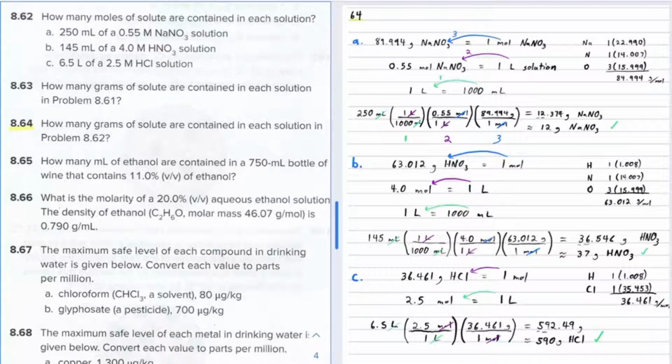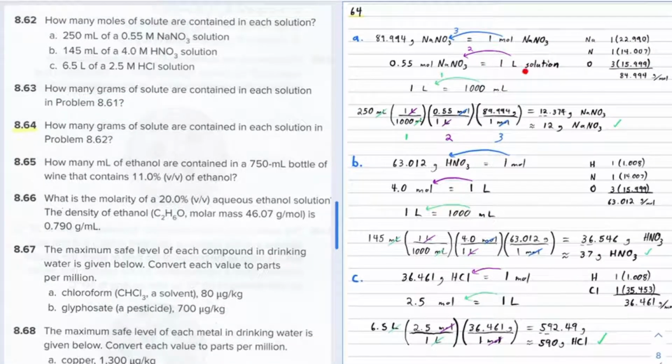So the first one is 250 milliliters of 0.55 molarity sodium nitrate. Now remember, molarity is moles per liter. And the way you should interpret 0.55 M, or 0.55 molarity, is for every 1 liter of solution, there is 0.55 moles.